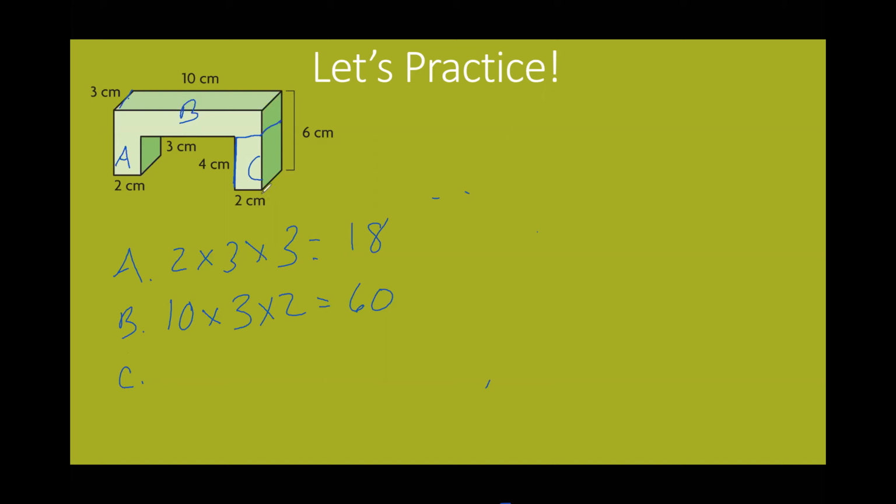Let's go with C. My length is 2. My width is going to be 3 because the width is the same. And my height is not 6, it's 4. So let's multiply all together. 2 times 3 is 6, 6 times 4 is 24. And when we add them up, 60 plus 18 plus 24 is 102. Guess what, boys and girls?